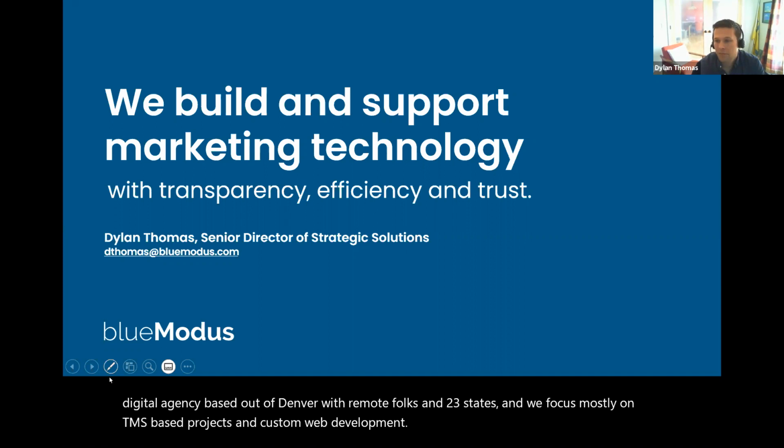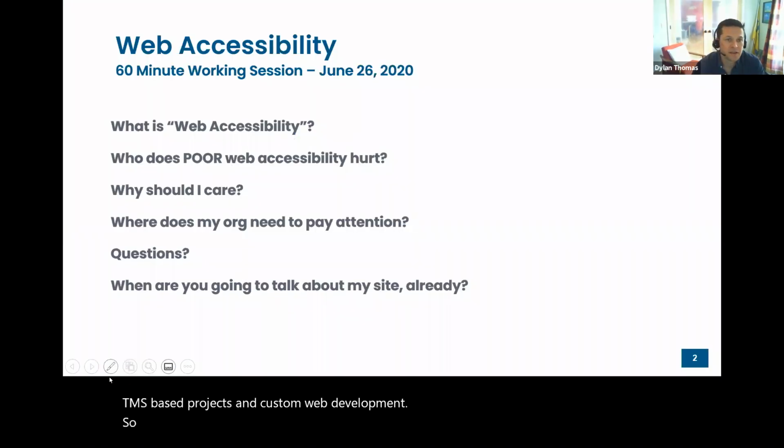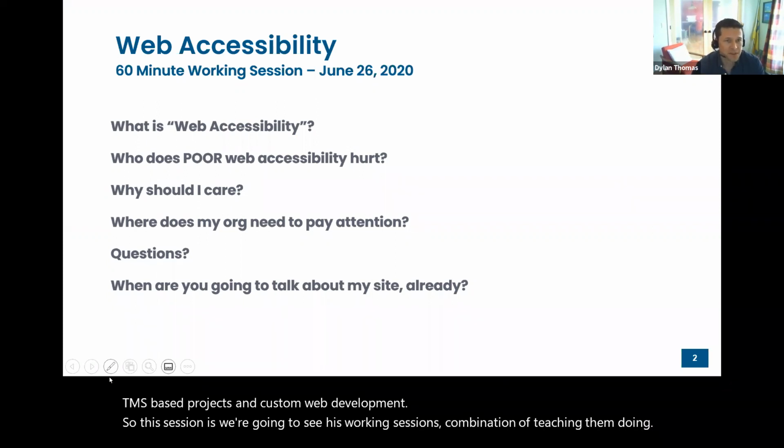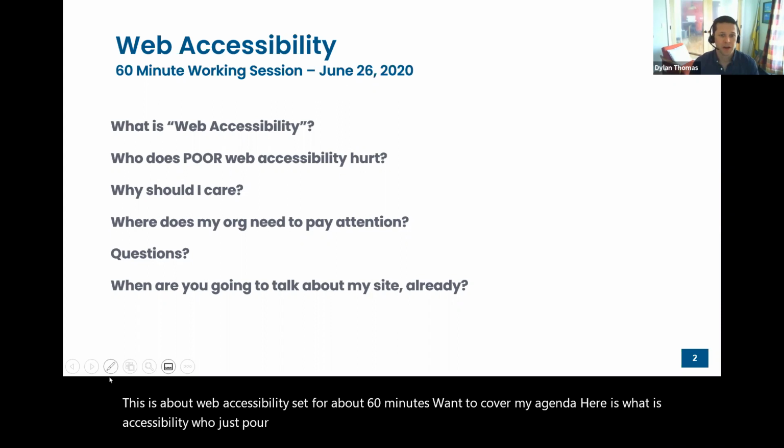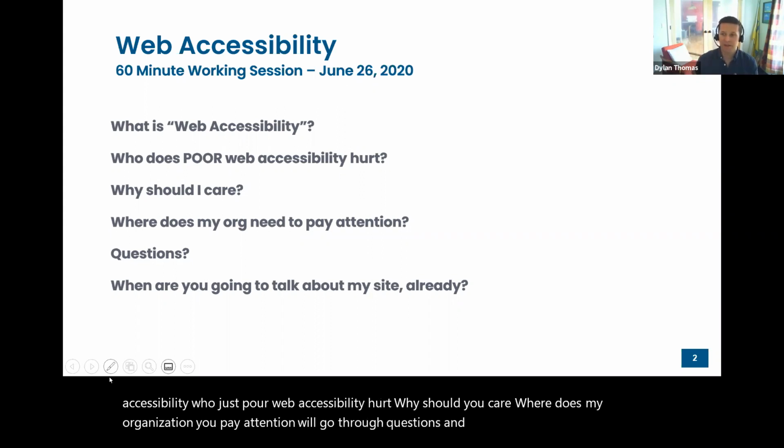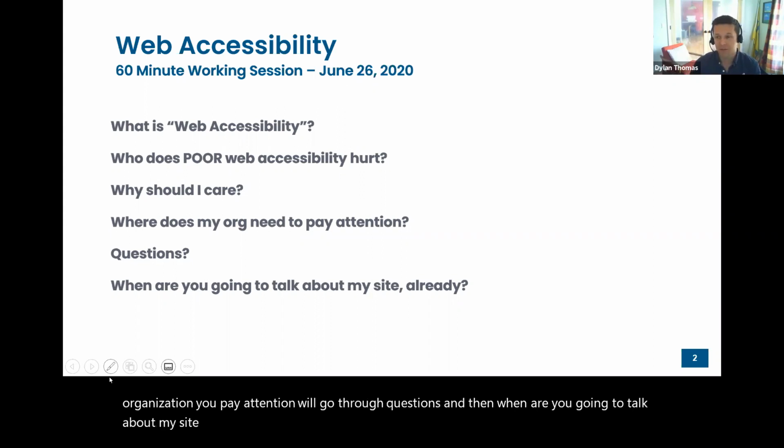So this session is part of a series of working sessions, a combination of teaching and doing. This is about web accessibility, set for about 60 minutes. My agenda here is: what is web accessibility? Who does poor web accessibility hurt? Why should you care? Where does my organization need to pay attention? We'll go through questions, and then when are you going to talk about my site already? There'll be plenty of time for that, hopefully, if we have any brave volunteers.